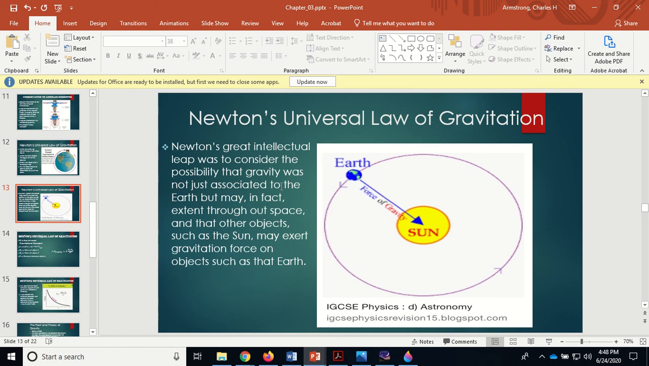Newton's great intellectual leap was to consider that possibly the gravity was not just associated to the Earth, but in fact may extend through space. All right, so the Sun may exert gravitational force on objects such as the Earth.